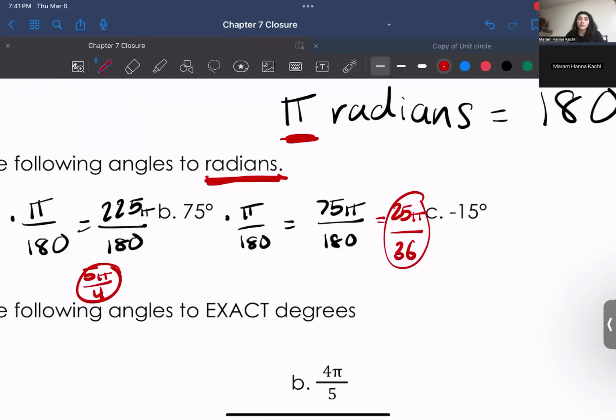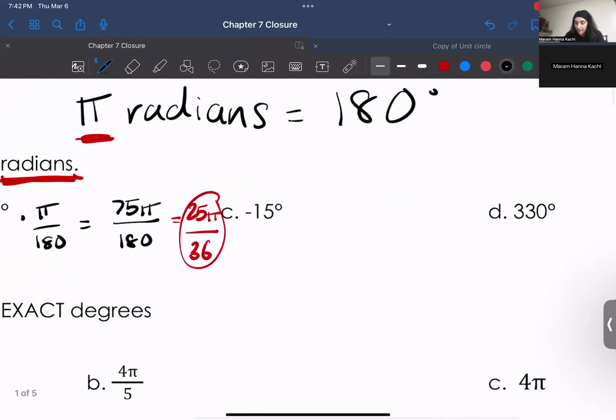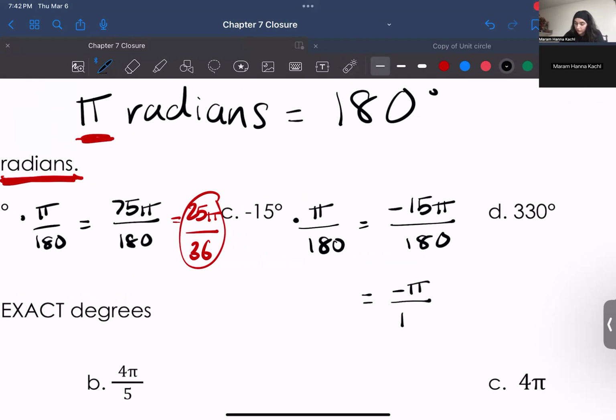Just because it's a negative degree, that doesn't really change our process. I'm still going from degrees to radians, so I still multiply by pi over 180. At this point, I just have negative 15 pi over 180, and I simplify it in the same way. I can divide both of those by 15, and that just gets me to negative pi over 12.